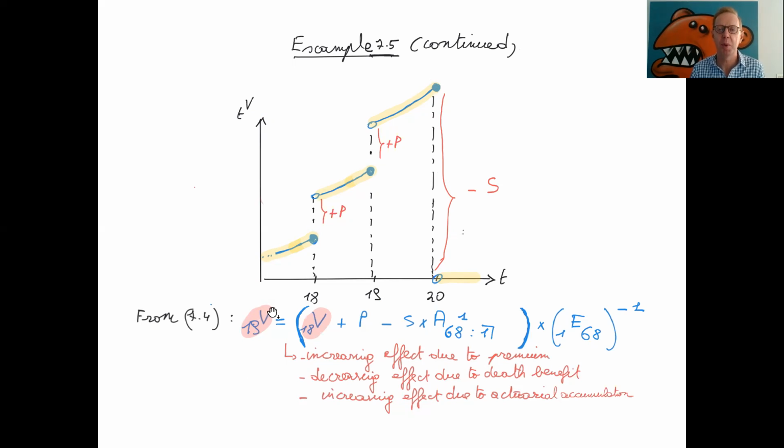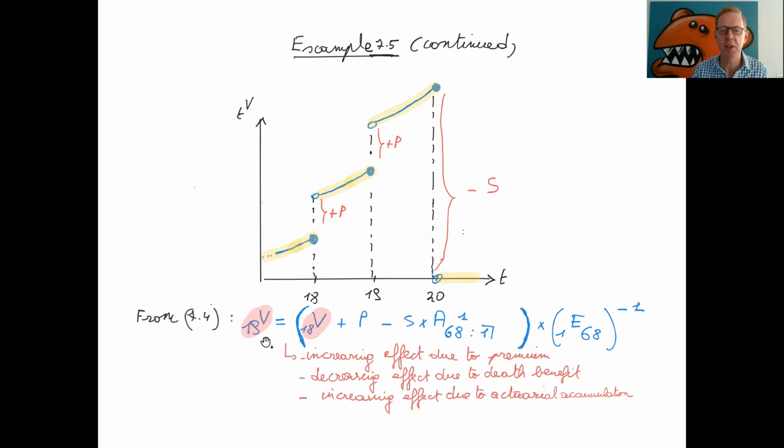Well, what happens? We want to have a look a little bit at the increasing and decreasing effects of the policy value. Therefore, we rewrite 7.4 a little bit, and we find that the policy value at time 19 can be expressed as a function of the policy value at time 18 plus a premium minus the cost of a 1-year term insurance, and this whole thing multiplied by an actuarial accumulation factor. So going from policy value V18 to policy value V19, we compare these 2 points in the curve.